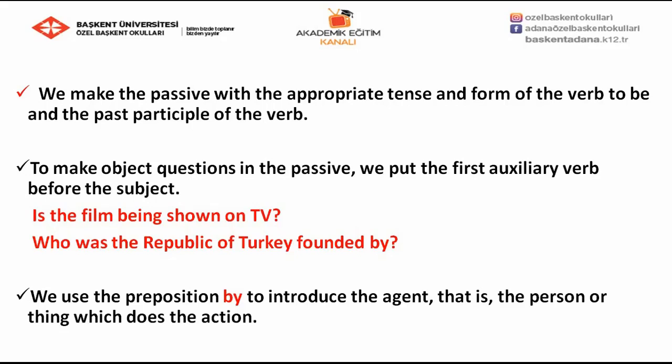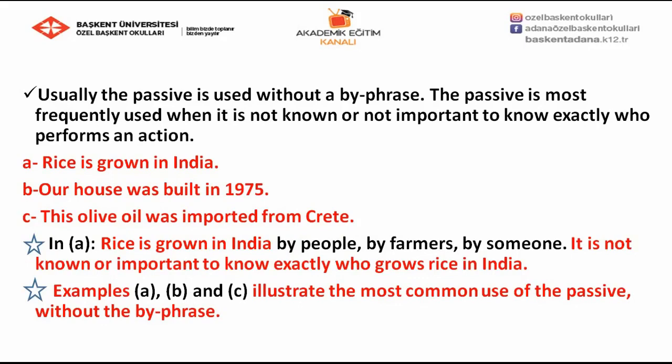We use the preposition by to introduce the agent, that is the person or thing which does the action. Usually the passive is used without the by phrase. The passive is most frequently used when it's not known or not important to know exactly who performs an action.